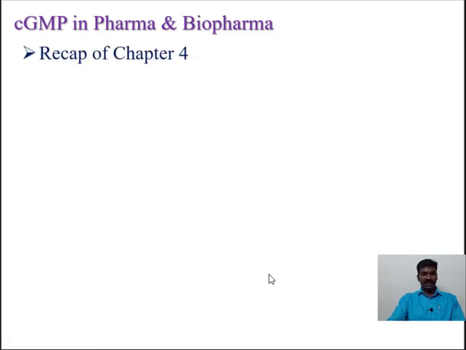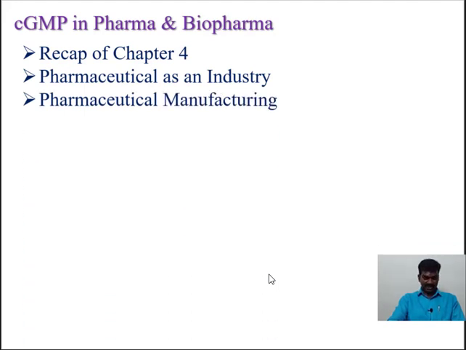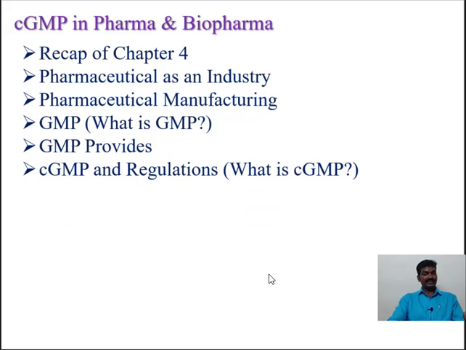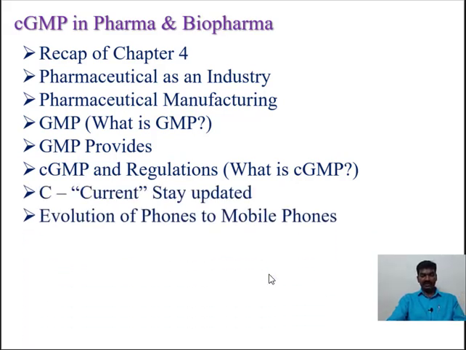Let us quickly do a recap of chapter number 4: pharmaceutical as an industry, pharmaceutical manufacturing, what it does, what GMP is exactly all about, what GMP provides, and what cGMP is in its regulation. Let us see what that C stands for, and how it regulates. One single word, C, how important it is. C refers to current, stay updated, like the evolution of phones to mobile phones. When going through such topics, we have to do a comparative study to understand them. I'll make it very easy for you to understand through this example.